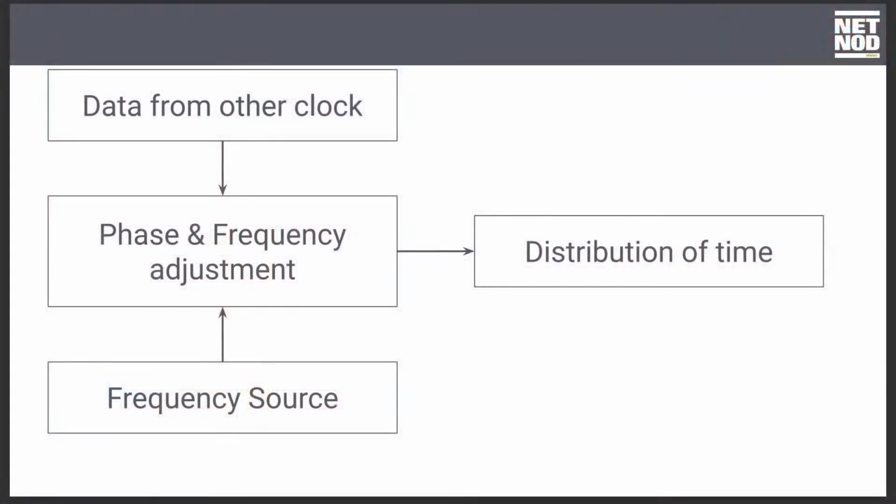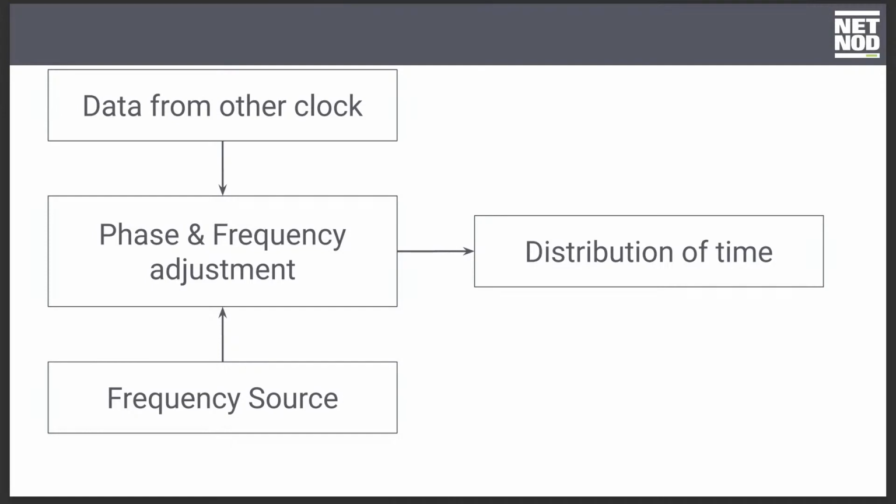And then, because we know where the satellite is, we can calculate that triangle and use what is called common view to do the actual adjustment of phase and frequency. So that's basically how it works. We get data from some other clock, and then we have our own frequency source. And this is basically how a clock works.